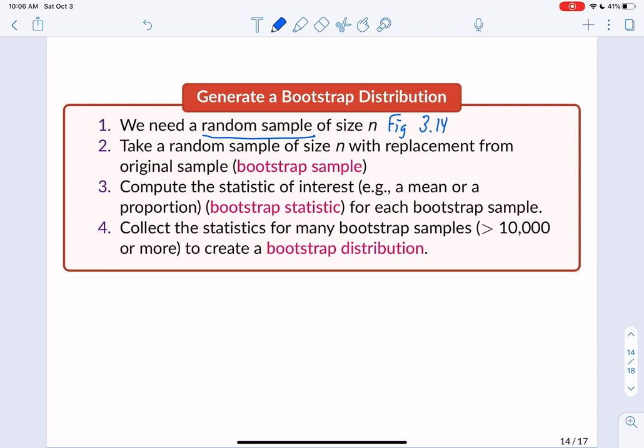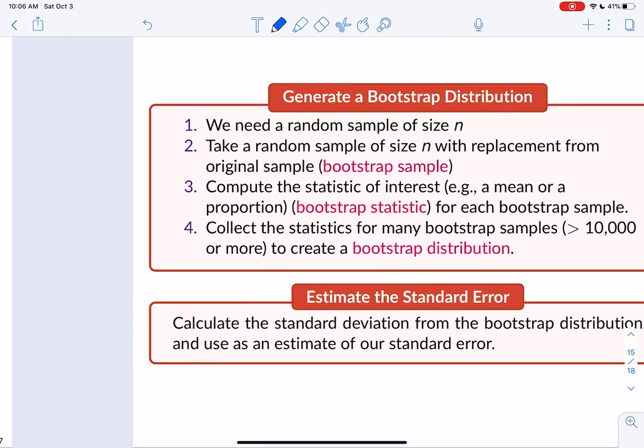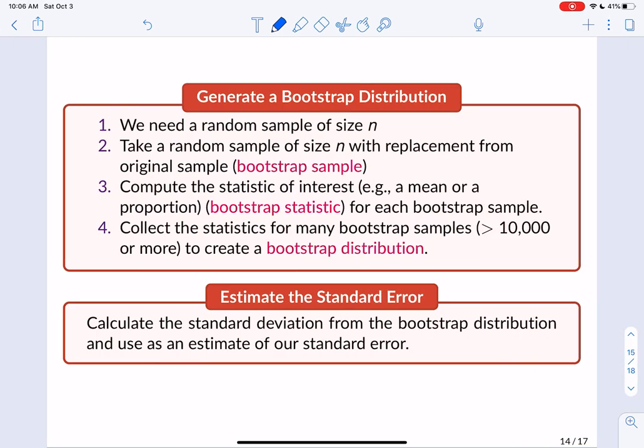So we have our original sample. Then what do we do? We take a random sample of size N with replacement from the original sample. In this case, N equaled 40. We're going to take a random sample of size 40 with replacement from the original sample. That's called our bootstrap sample. We're going to compute our statistic of interest for each bootstrap sample, and that's called a bootstrap statistic. We're going to collect all of those statistics from at least 10,000 samples, and we're going to create our bootstrap distribution. That's how we generate our bootstrap distribution. Then we're going to estimate the standard error by calculating the standard deviation from the bootstrap distribution.